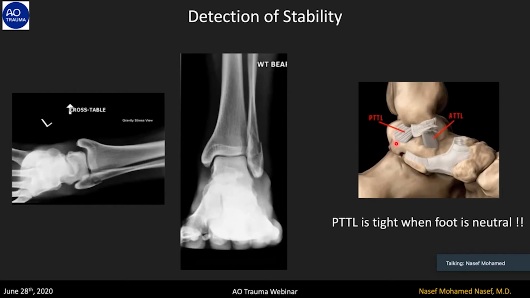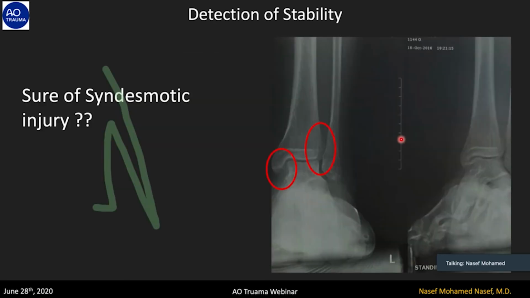A 4B is a complete tear of the deltoid involving the PTTL. So in my point of view, and in some other authors, the weight-bearing X-ray, if the patient can bear weight, is a better view to demonstrate the stability and hence your method of fixation for these patients.